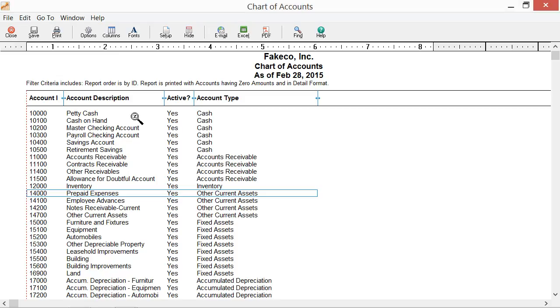In this chapter, you will learn about the different account types available to you in Sage 50. The different types of accounts that will be discussed in this chapter are asset accounts, liability accounts, and equity accounts.